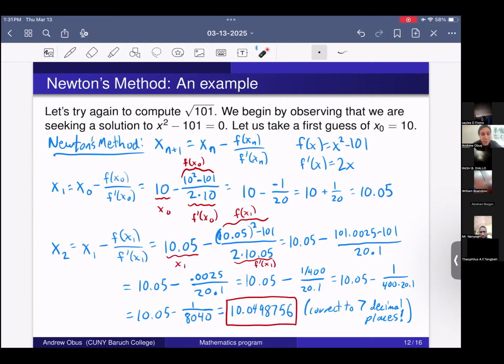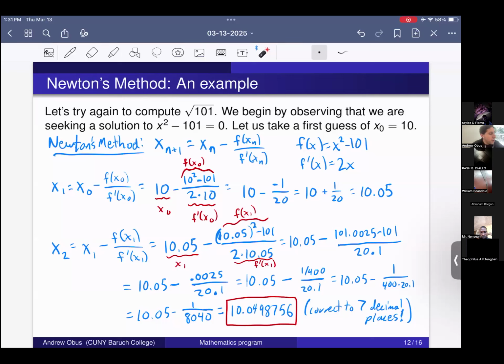And so when your calculator is solving square root of 101, it's just doing this. And if it's solving x squared minus 101 equals 0, it just does this. And once it does 2 or 3 iterations of Newton's method, it has enough decimal places to display on its screen. So that's all that it needs to do.